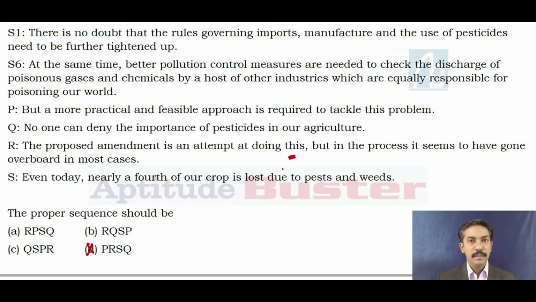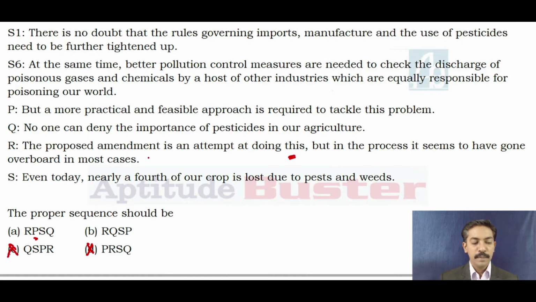This is a pronoun and this could easily refer to the use of pesticides or the need to be tightened up. Therefore, R makes sense, which means this option can be eliminated. The moment you understand R occupies the second position, you ask yourself whether P should follow R or Q should follow R. Read through it.